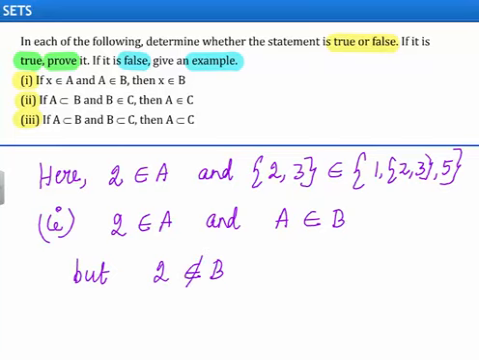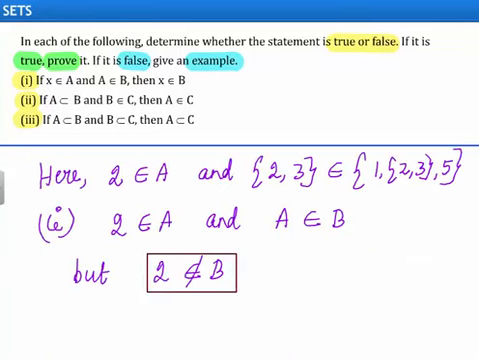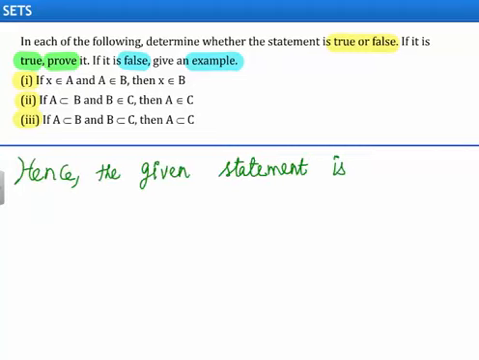That is, the given statement, if x belongs to A and the set A belongs to the set B, then x belongs to the set B, is false. Hence, we can conclude that the given statement is a false statement.